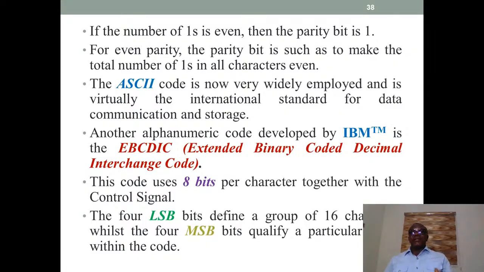Another alphanumeric code developed by IBM is the Extended Binary Coded Decimal Interchange Code. This code uses 8 bits per character together with the control signal. The four least significant bits define a group of 16 characters, while the four most significant bits qualify a particular group within the code.